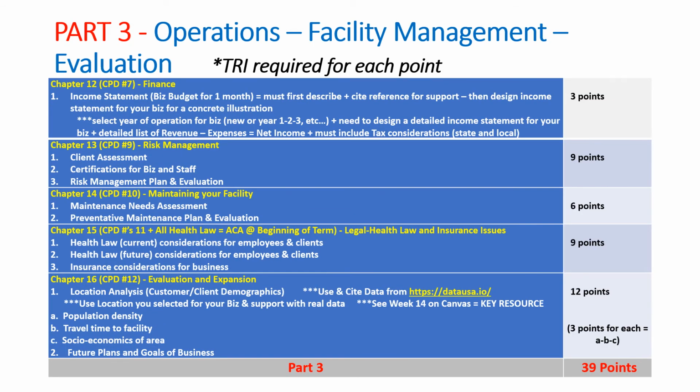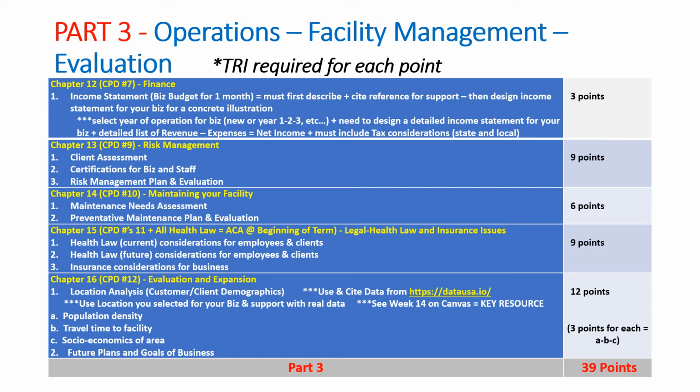Part 3 then is operations, facility management, and evaluation. We'll start off here with chapter 12, CPD number 7. This is finance. This is what we talked about here, is you're going to do an income statement. Now, before you give me the income statement that you're going to design, you've got to tell me what is an income statement, why you're using that, and how it's used.